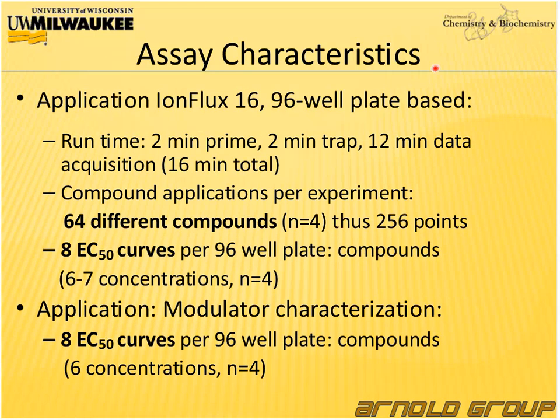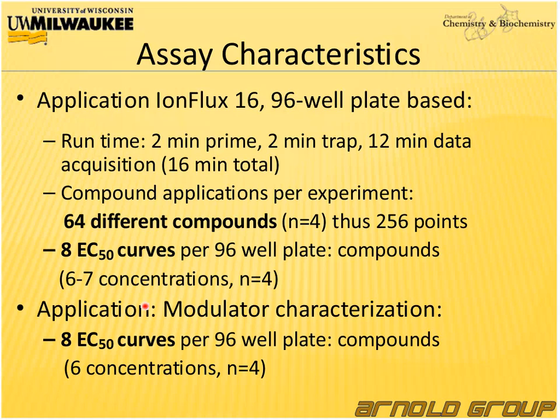So I want to give you some pointers about the assay characteristics. We are using the IonFlux 16, and this instrument is based on a 96-well plate, and the acquisition time for us is around 60 minutes in total. We are using two modes. We can use 64 different compounds in a replicate of 4, or we can use the 8 different ensembles to do dose response curves with, for instance, GABA as the agonist. And in a 96-well plate, this will allow us to study 8 different compounds at 6 to 7 different concentrations with a replicate of 4.